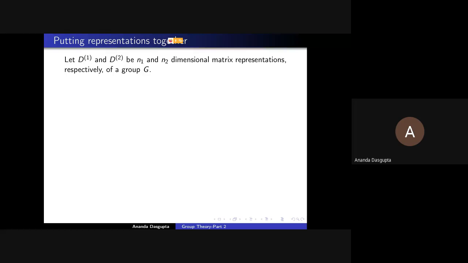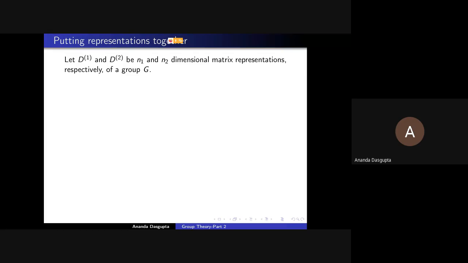Suppose you have two representations, D1 and D2, and let them have dimensions N1 and N2. So D1 being an N1 dimensional matrix representation means that for every group element small g, you have an N1 by N1 matrix D1(g), and another N2 by N2 matrix D2(g), because D2 is also a representation. And of course, each of these obeys the standard rule that D1(g1 g2) has to be D1(g1) times D1(g2), D2(g1 g2) has to be D2(g1) times D2(g2), and so on.